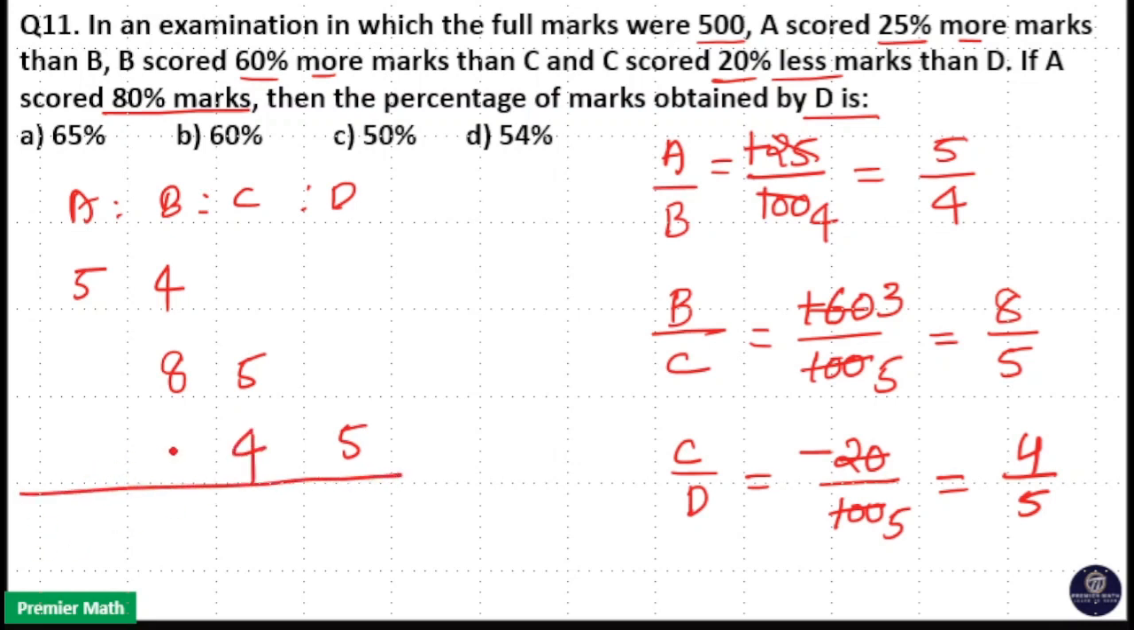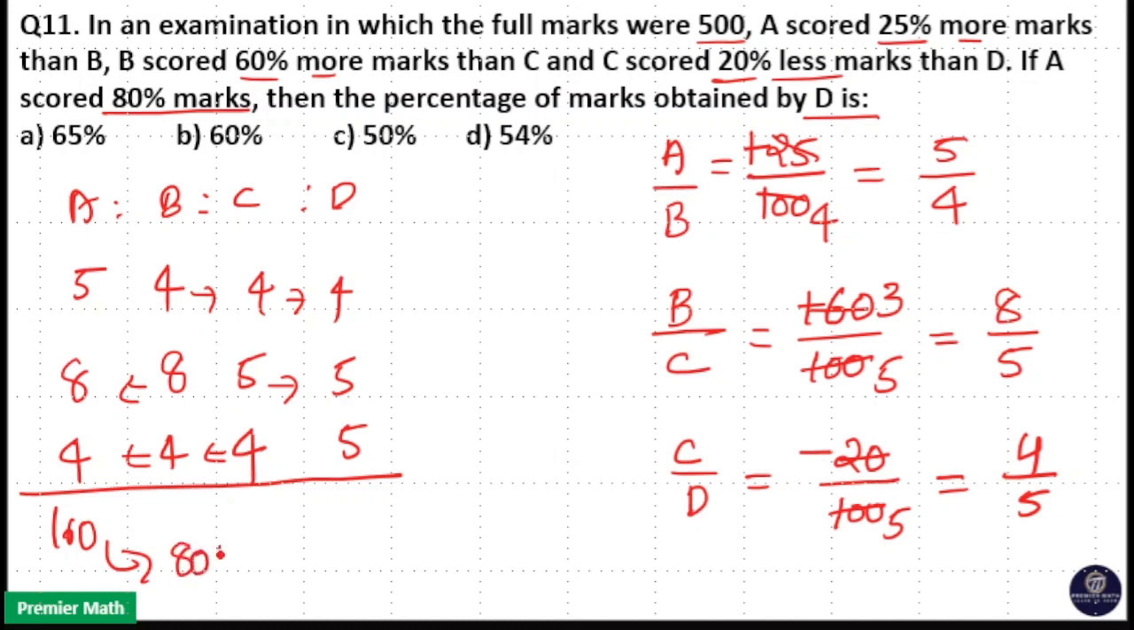If you calculate, 4 will come here, 4 will come here, 8 will come here, 5 will come here, 4 will come here, 4 will come here. That is 5 into 8, 40, 40 into 4, 160. So A scored 160. But the question says A scored 80% marks. That is 160 is equal to 80%. So what is B? What is D? 5 into 5, 25. 25 into 4, 100.